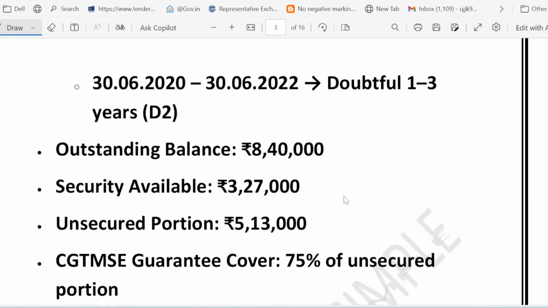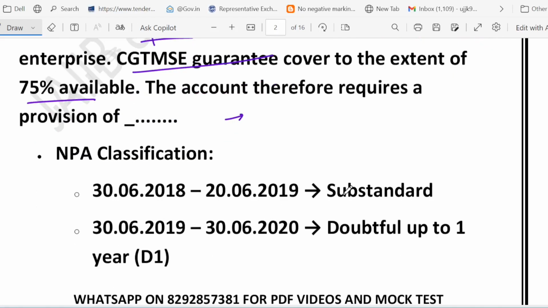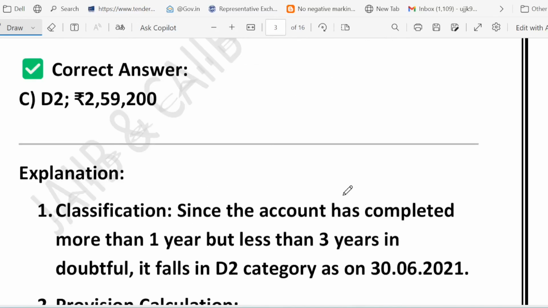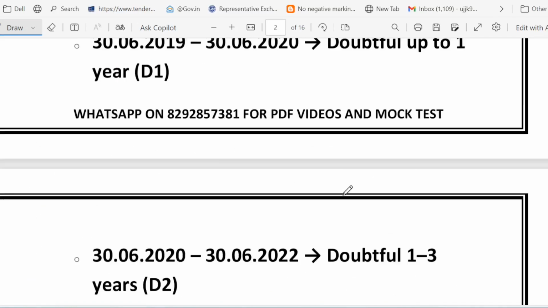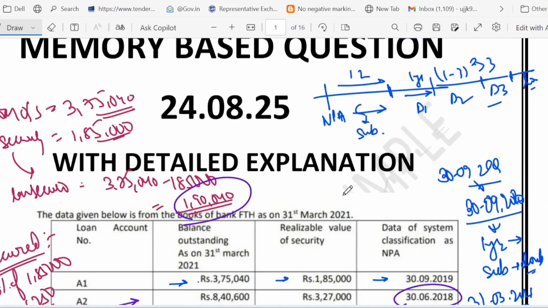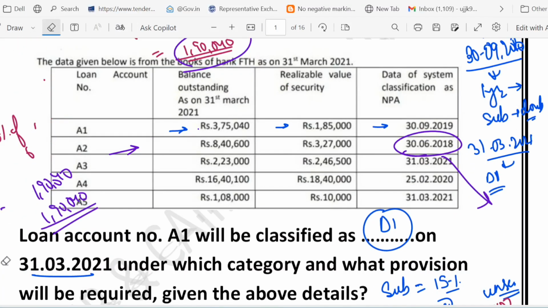Let's have a look. So the question is asking you 13 June 2022. Okay. Now tell me on 30th June 2022, it will be in which category? So it will be in D2, right? It will be in D2. So the account is in D2 category. I hope this makes sense to you. So A2 account till 30th June 2022 is in D2 category.